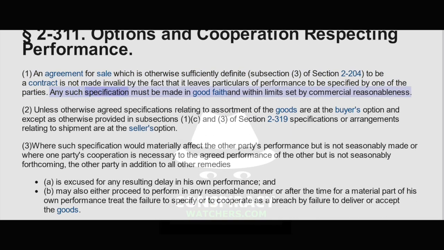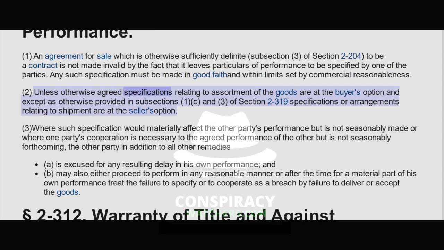Any such specification must be made in good faith and within limits set by commercial reasonableness. Unless otherwise agreed, specifications relating to assortment of the goods are at the buyer's option, and except as otherwise provided in subsections and of Section 2-319, specifications or arrangements relating to shipment are at the seller's option.